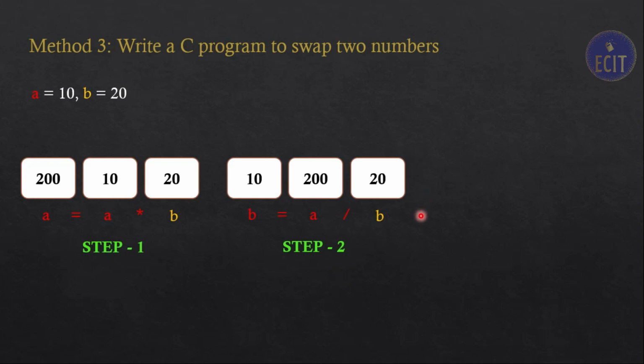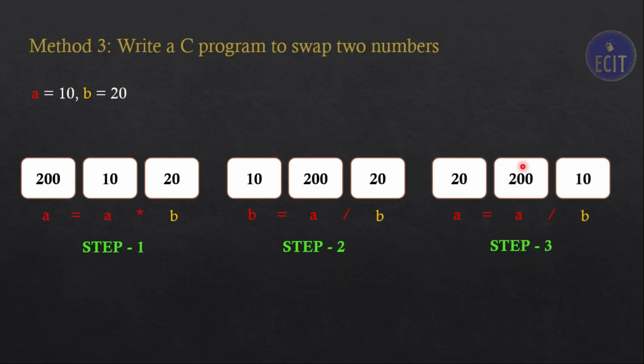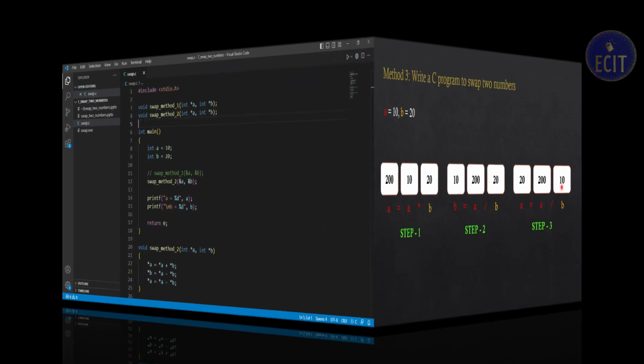Now similarly, to get the value of a, what we need to do is divide this a value, that is 200, by the b. So you will get a equal to 20. So this is the simple logic. Now let's quickly write the program and test it.